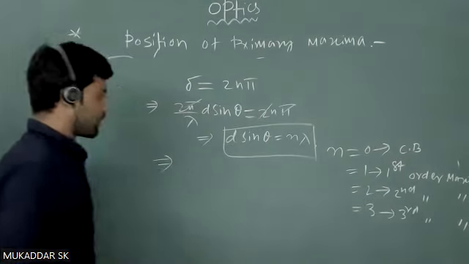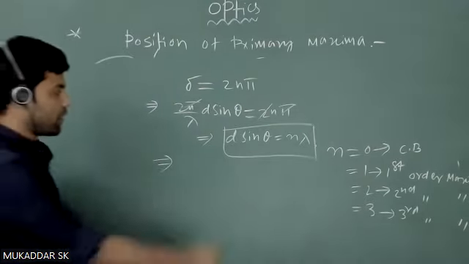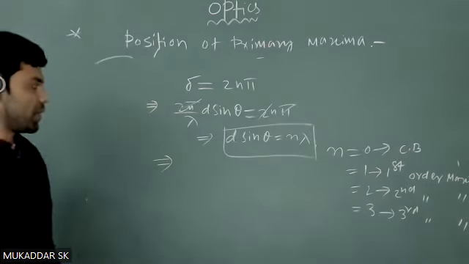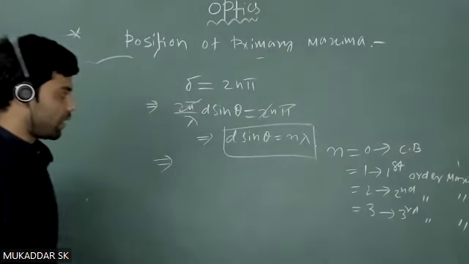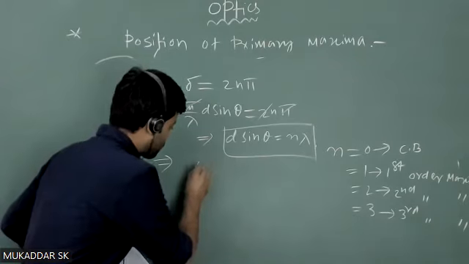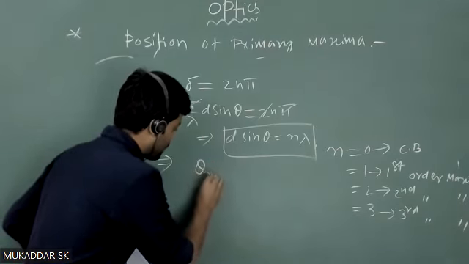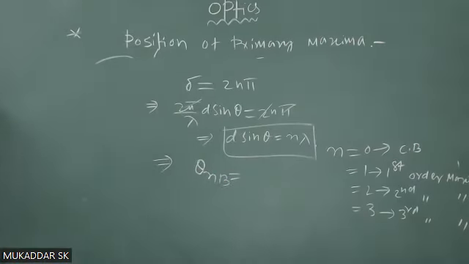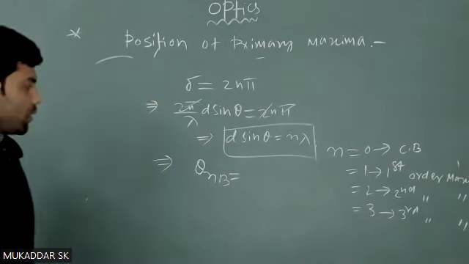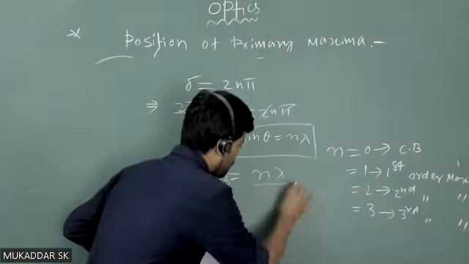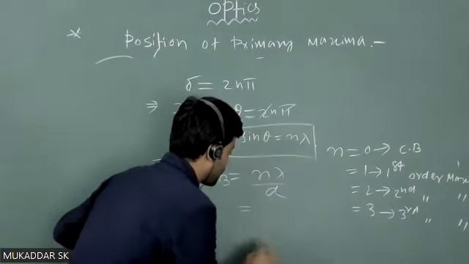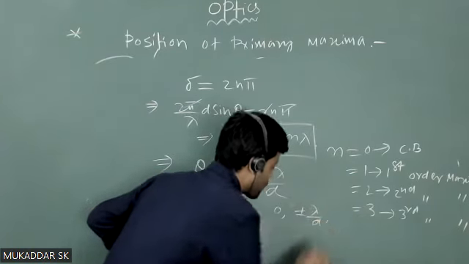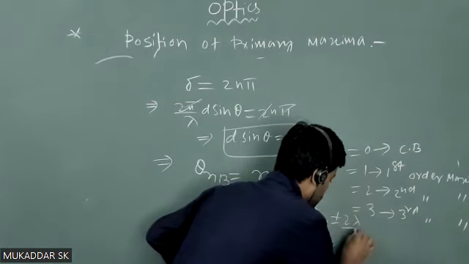So theta is basically very small. For diffraction, theta is very small, so in place of sin theta I can write theta. So I can write that the angular position of the nth bright fringe or principal maxima will be n lambda by d. And you can write it like 0, plus minus lambda by d, plus minus 2 lambda by d, and so on.